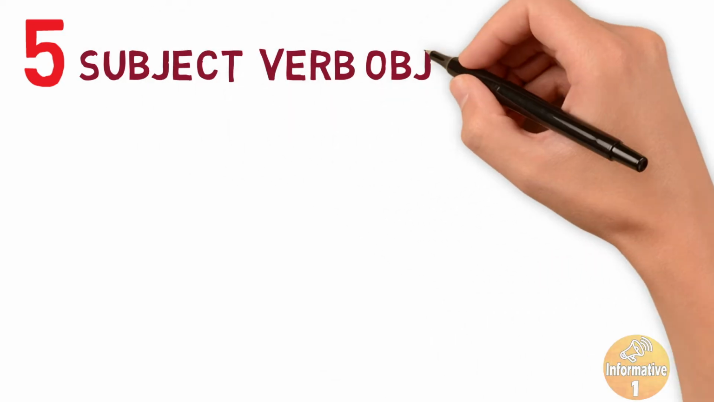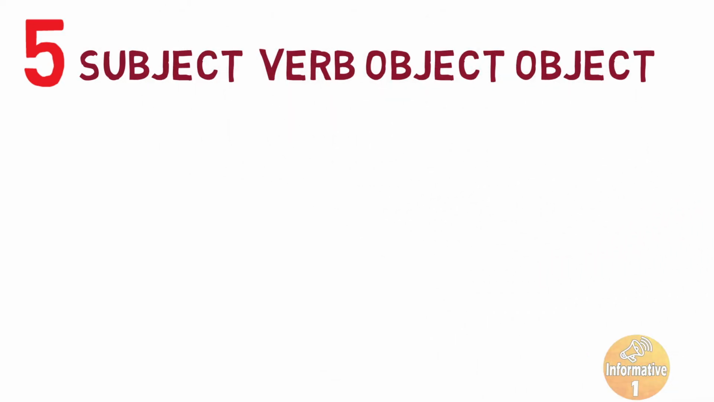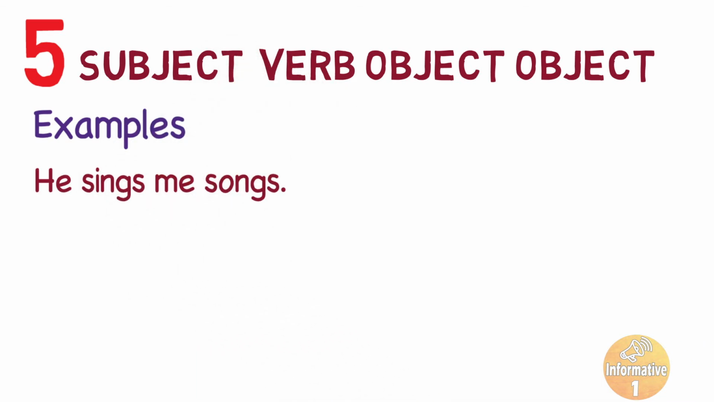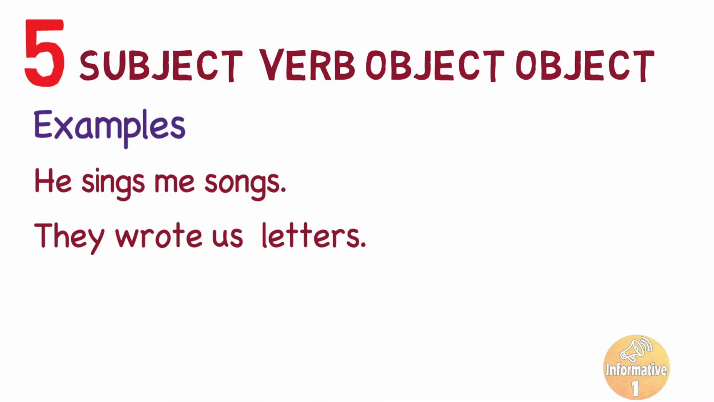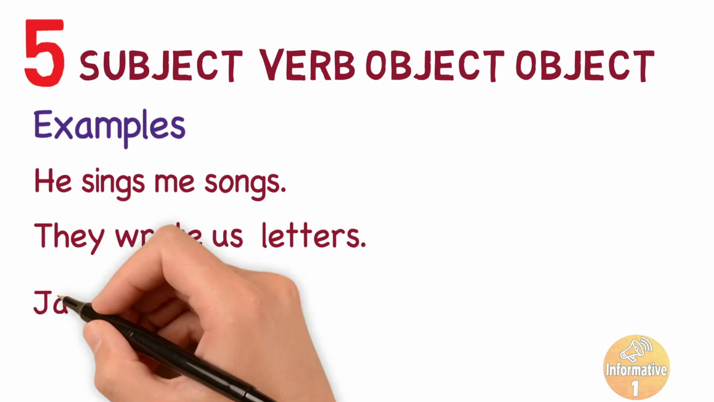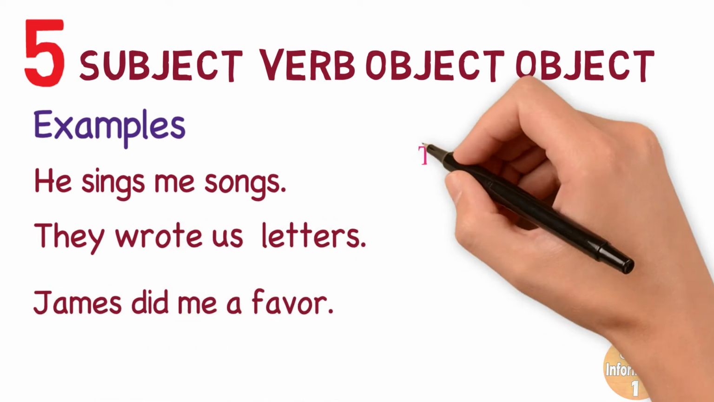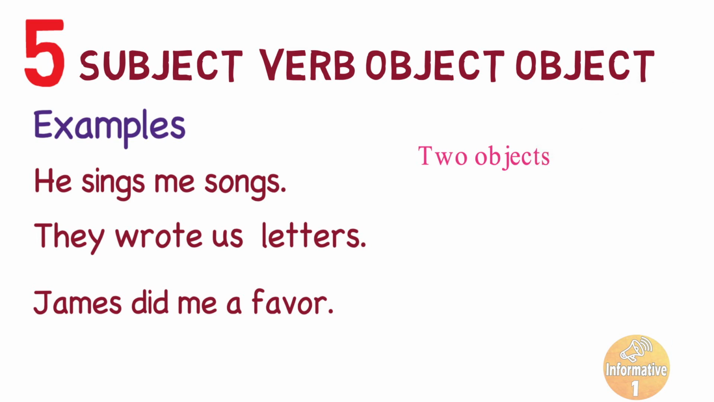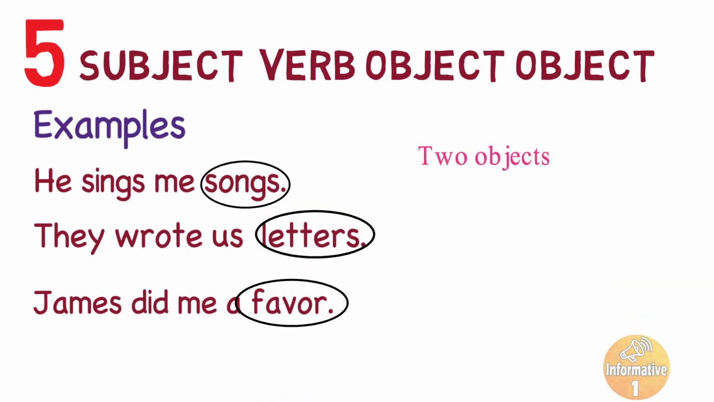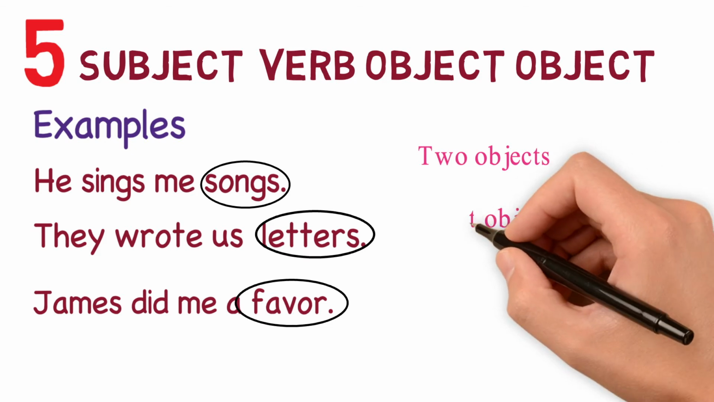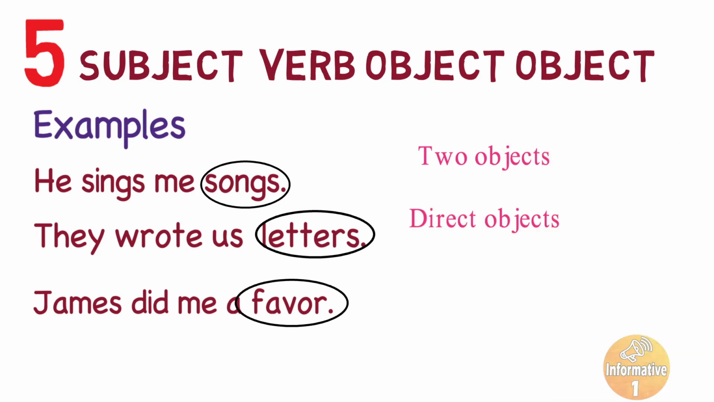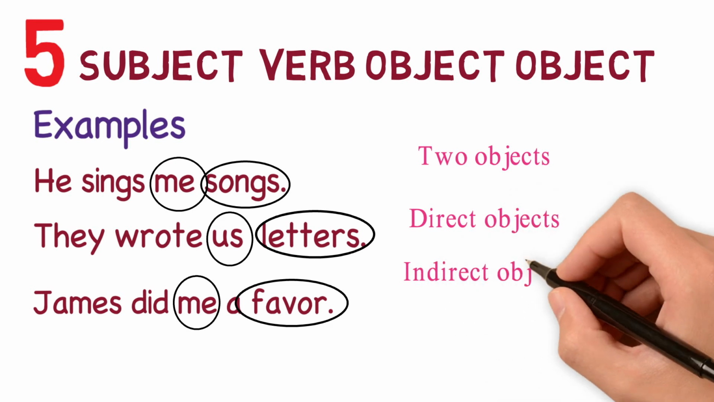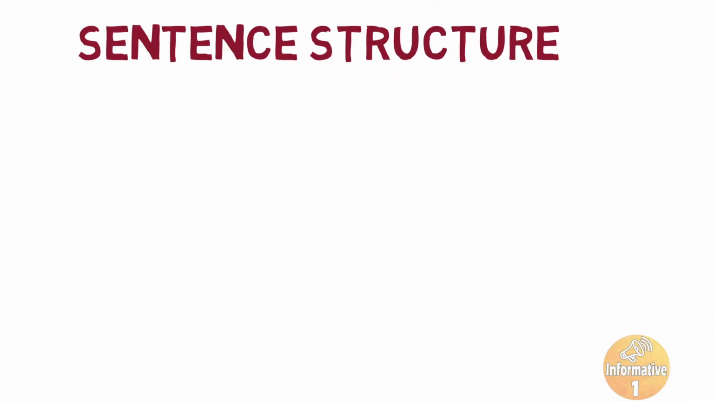5. Subject, verb, object, object. Examples of this pattern are as follows. He sings me songs. They wrote us letters. James did me a favor. Note that this pattern has 2 objects. Songs, letters, and favors are direct objects, whereas me and us are indirect objects.